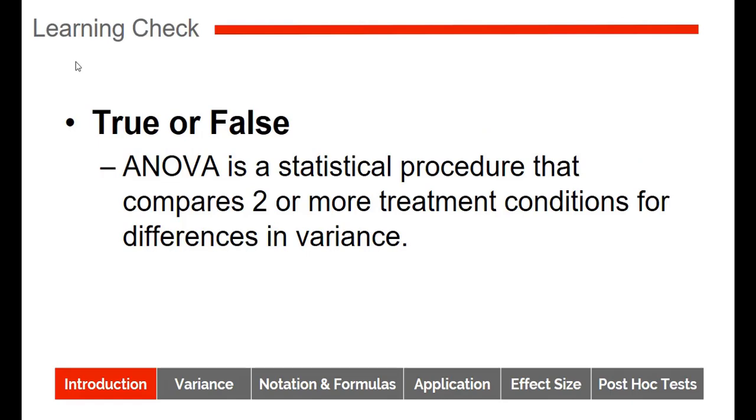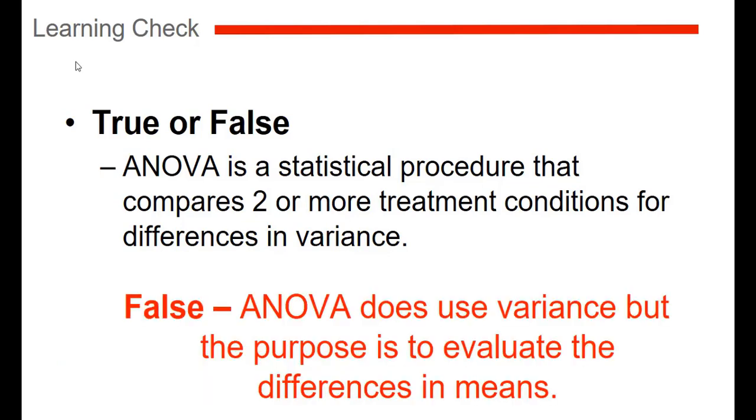So let's do a learning check, true or false. ANOVA is a statistical procedure that compares 2 or more treatment conditions for differences in variance. Think about that for just a second. And that's false. It might have sounded true, but even though ANOVA says analysis of variance, it uses variance, but the purpose is to evaluate the difference in the means of the groups. So even though it says analysis of variance, we're really looking for a difference in the means of the groups.